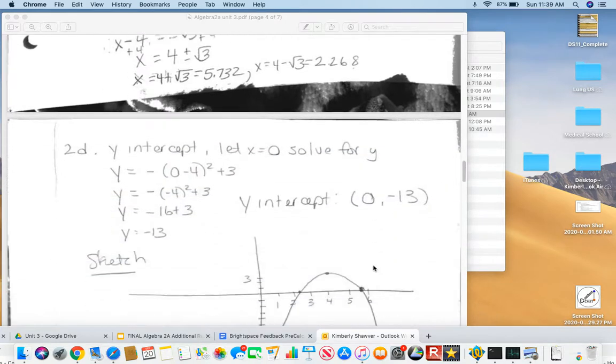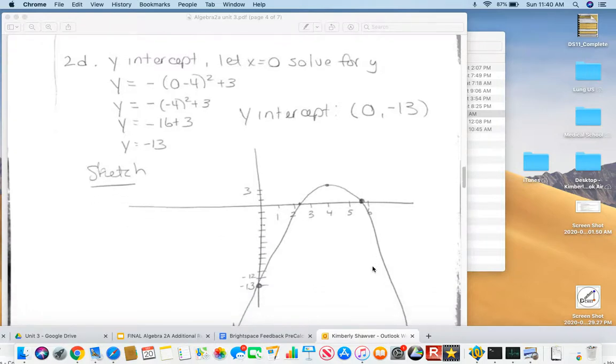For the y-intercept, all you have to do is take your equation and plug a 0 in for x. So 0 minus 4 is negative 4, squared is positive 16, and out front we have a negative, so this becomes negative 16 plus 3, and y equals negative 13. So that's the y-intercept, and we should write it out as an ordered pair.